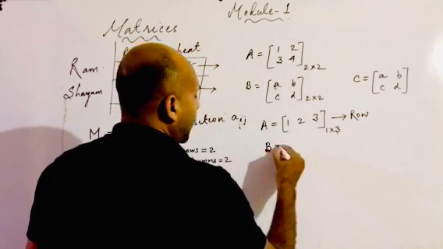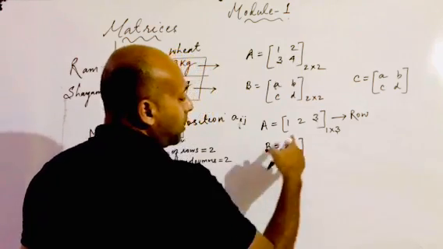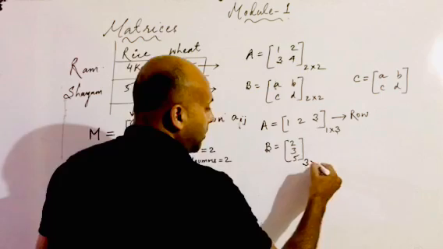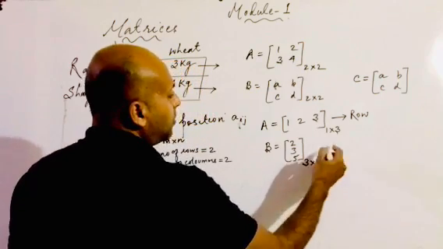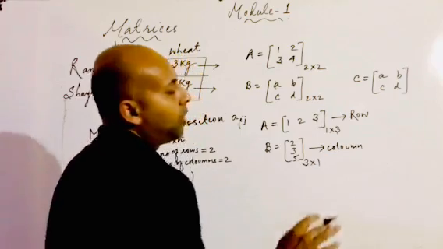Another matrix B I am writing here: 2, 3 and 5. You can see, children, how many columns are there? One column, but how many rows? 3. So I can write this as 3 by 1, so 3 rows and 1 column. So this will be called what matrix? Column matrix. Am I clear? So the row matrix and the column matrix.